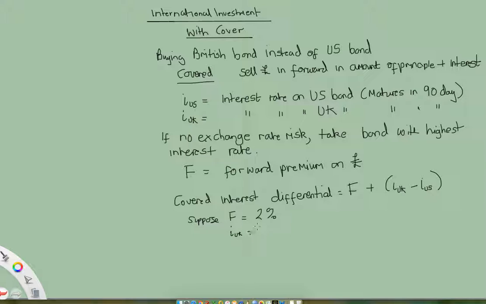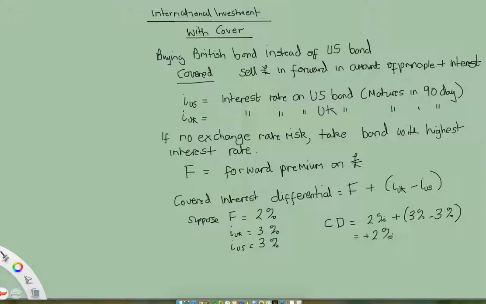Let's give them the same interest rate. Let's give them, say, 3%. That's rather high by today's standards, but they've got the same interest rate on the comparably risky asset. But if we, let's call this the covered differential, CD, it will be 2% plus 3% minus 3%. So the bonds pay the same, but the pound is at a forward premium. So this is a plus 2%.